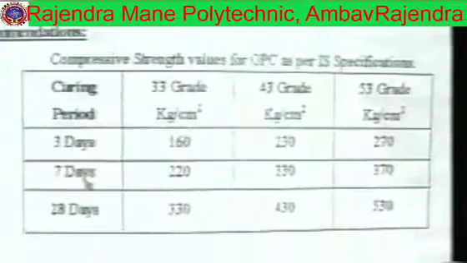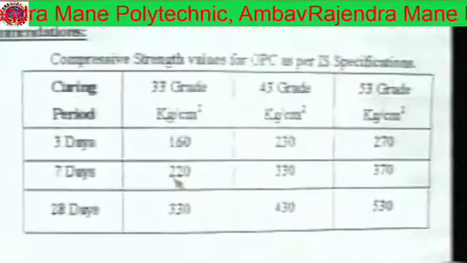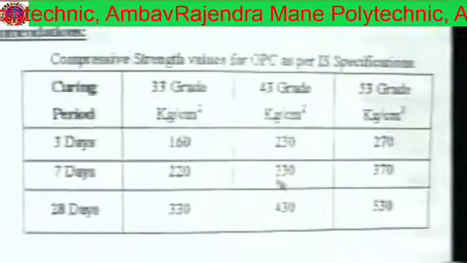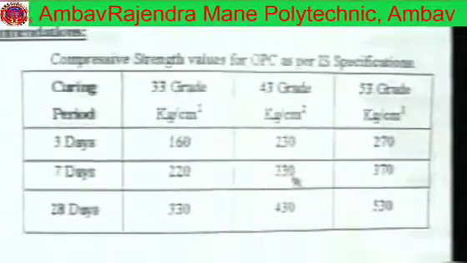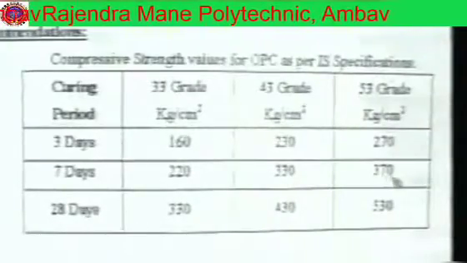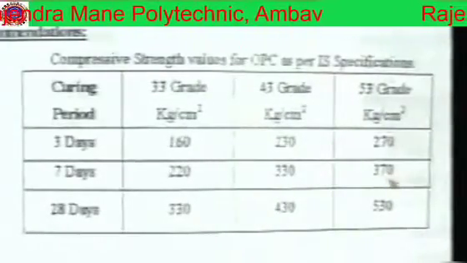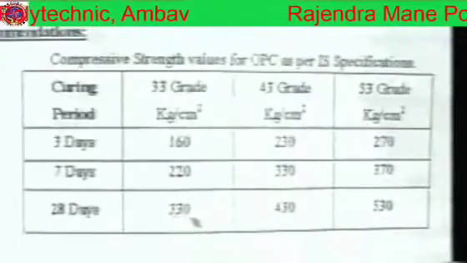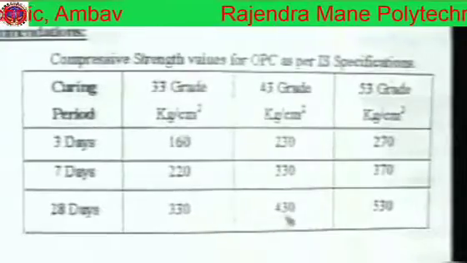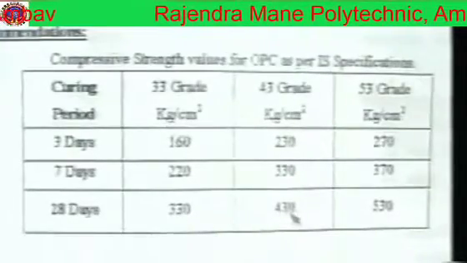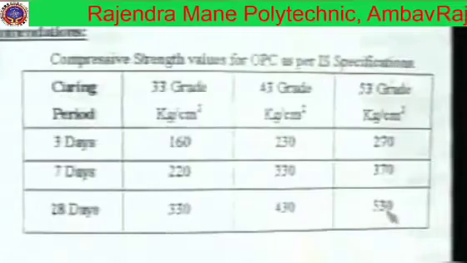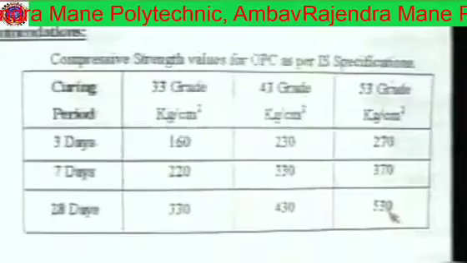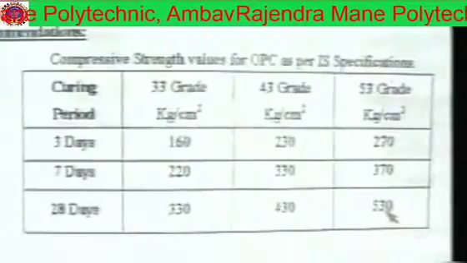On 7 days curing, for 33 grade cement, it should not be less than 220 kg per centimeter square. For 43 grade cement, it should not be less than 330 kg per centimeter square. For 53 grade cement, it should not be less than 370 kg per centimeter square. On 28 days curing, it should not be less than 330 kg per centimeter square for 33 grade cement, 430 kg per centimeter square for 43 grade cement, and it should not be less than 530 kg per centimeter square for 53 grade cement as per the IS specifications as you see in the table now.